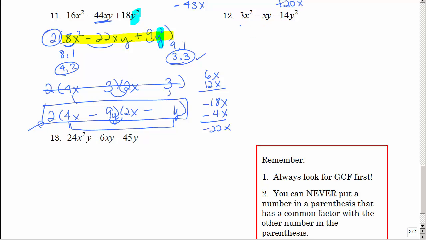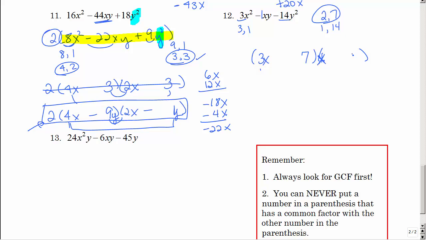Number 12. No GCF. The good news, I only have choices for 3 and 1. 14 is either 2 and 7 or 1 and 14. And what do I need in the middle? That's a negative 1. So, oops, let's try the 3 and the 1, and I'm going to try the smaller, 2 and 7. Okay, if I put the 7 here, it's going to multiply times the 3. That'd be 21. That's kind of big. That's why I want you to start looking and be able to do this before writing down all the choices. So how about let's put the 7 here.